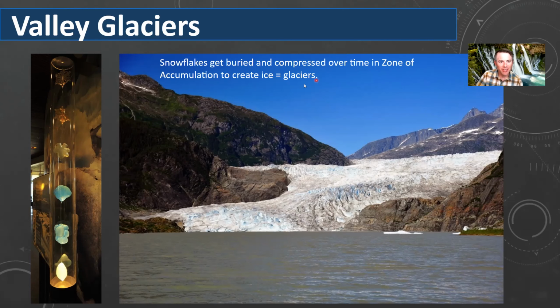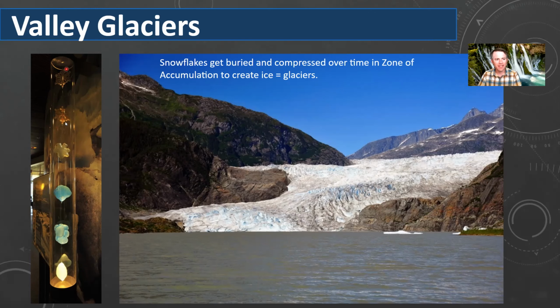All right. So these valley glaciers, right? These snowflakes, they get buried, they get compressed over time in the zone of accumulation, and they create things called ice. And if that ice starts flowing, that's where you get your glaciers. And this glacier is up in Juneau. If you ever have a chance to go to Juneau, Alaska, it's called the Mendenhall Glacier. It has also retreated very, very far in the last few decades.